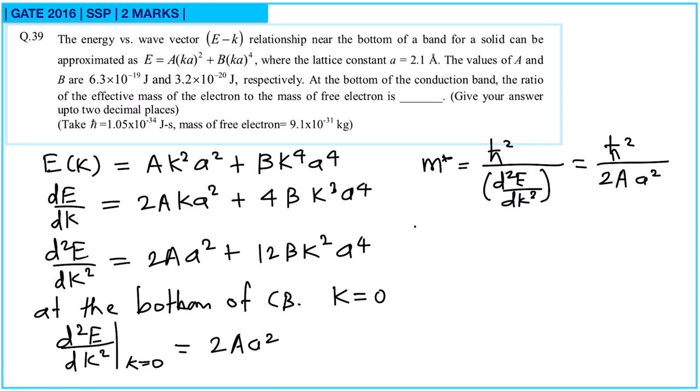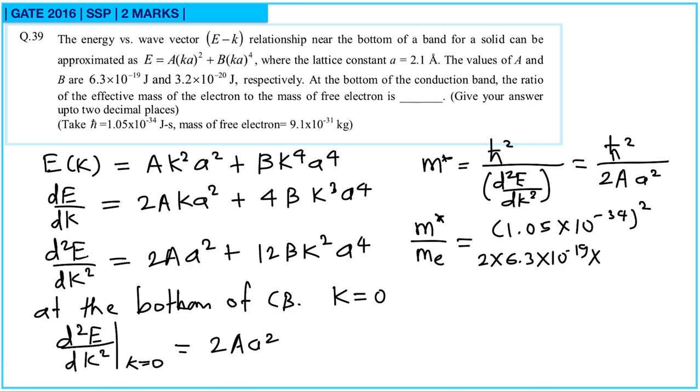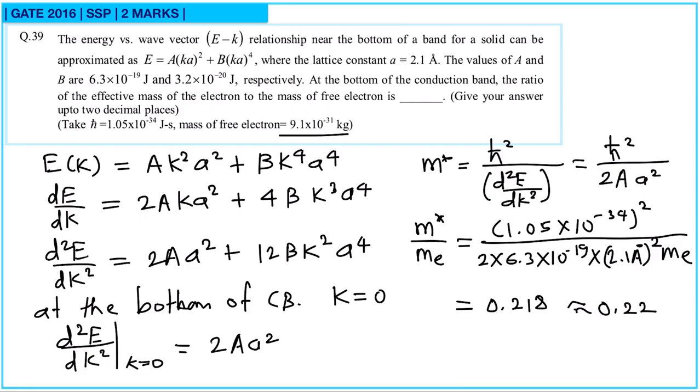And the ratio of effective mass to mass of free electron, that will be Me star upon Me, and it will be h cross squared, value of h cross is given 1.05 into 10 to the power minus 34, the whole squared, divided by 2 into A, which is given 6.3 into 10 to the power minus 19, into a, which is given 2.1 angstrom squared, and divided by mass of electron, which is also given. After substituting and calculating these values, this ratio comes out to be 0.218, which is nearly equal to 0.22. So that will be the answer. And the answer range for this question was 0.20 to 0.24.